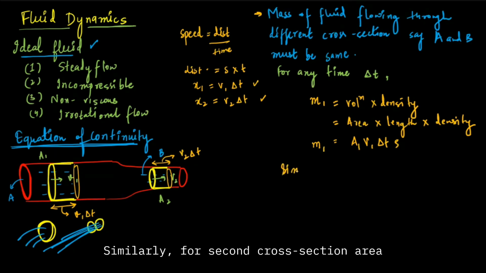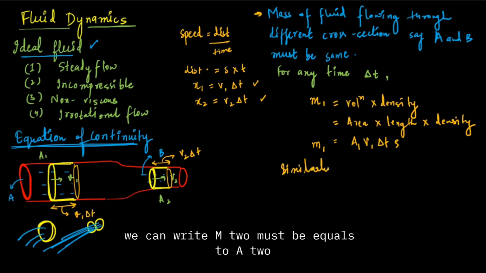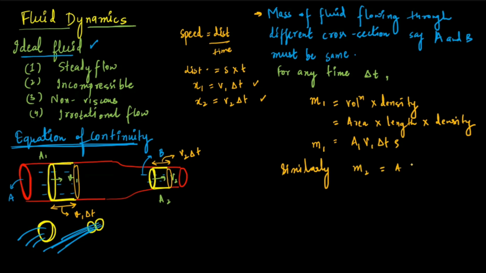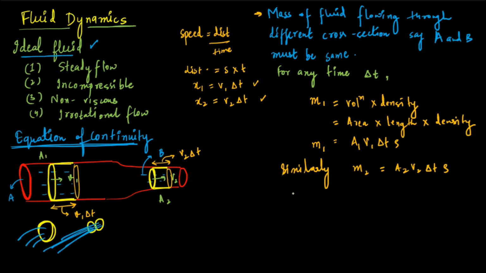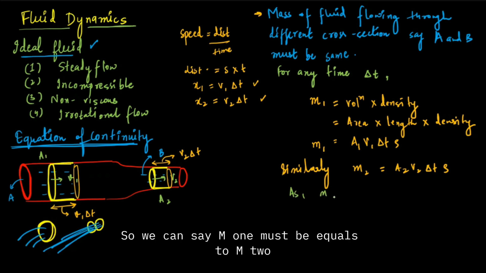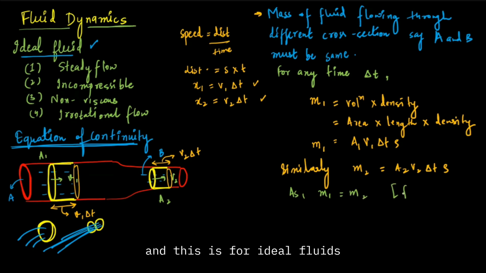Similarly, for the second cross section area, we can write M2 must be equal to A2 V2 delta t times rho. As for ideal fluids, we know that the mass of the fluid flowing must be constant. So we can say M1 must be equal to M2, and this is for ideal fluids.